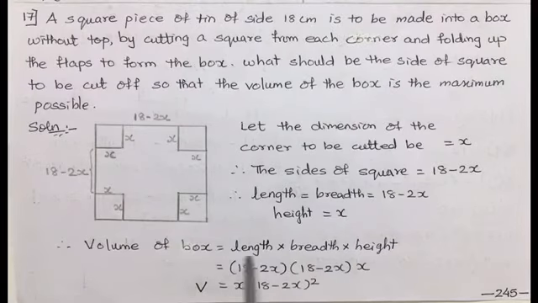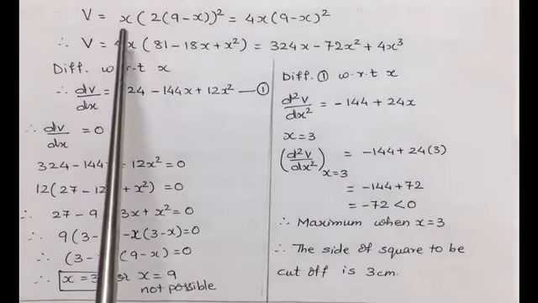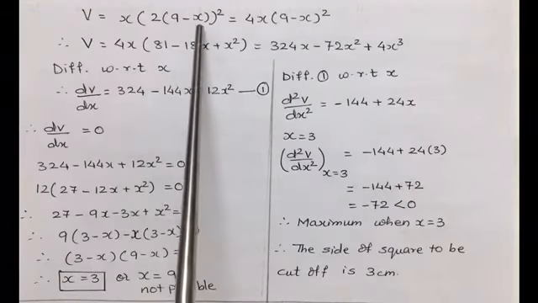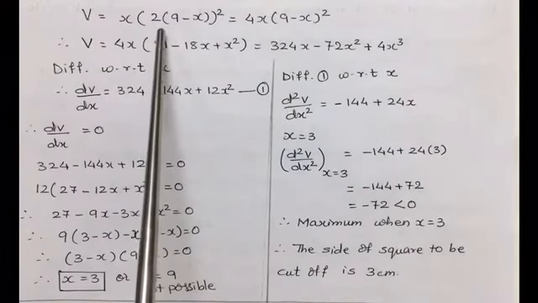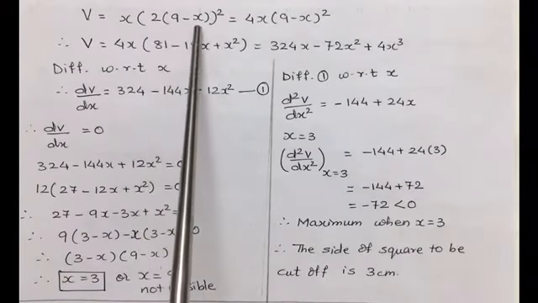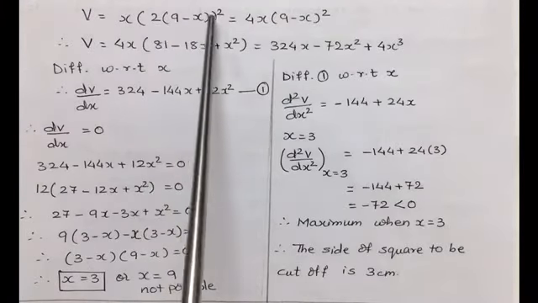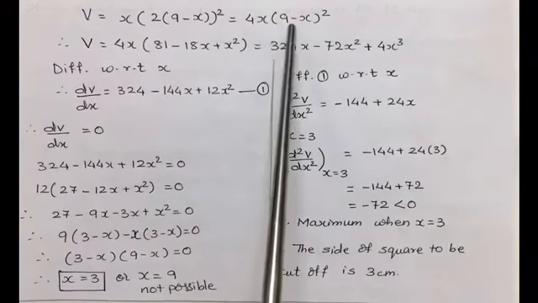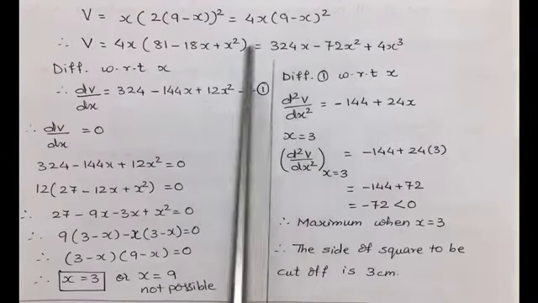Now calculating the volume of the box, it becomes length into breadth into height. Length and breadth are 18 minus 2x, 18 minus 2x, height is x. So volume V becomes x into (18 minus 2x) whole square. So x remains as it is. Taking 2 common, we get 2 into (9 minus x) whole square. 2 square becomes 4x, and we get the bracket as (9 minus x) whole square.